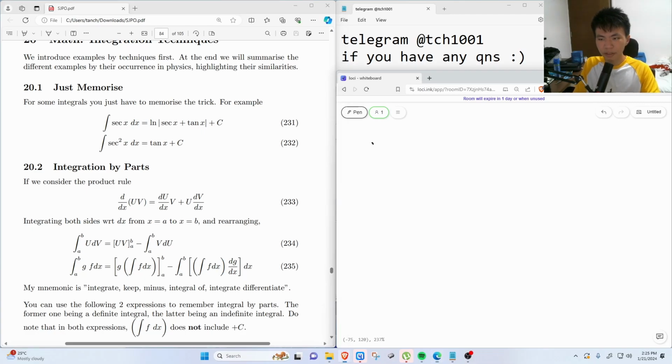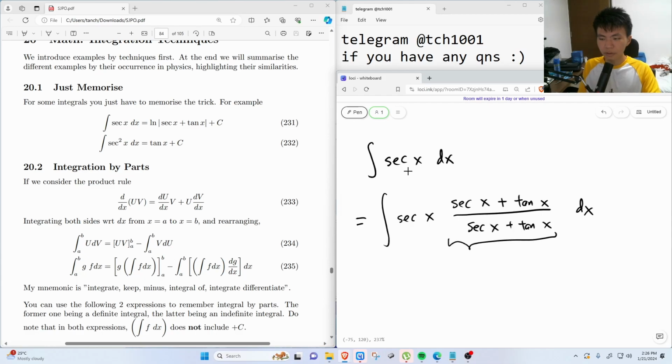An example would be the integral of secant of x with respect to dx. In this case, you have to multiply by 1 in a very special way, and specifically, you have to multiply by 1 as the fraction secant x plus tangent x over secant x plus tangent x. Even though this quantity is simply 1 and it seems redundant, if we expand, we realize that this takes the form of a logarithm.